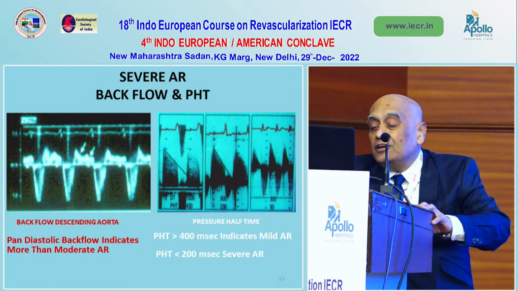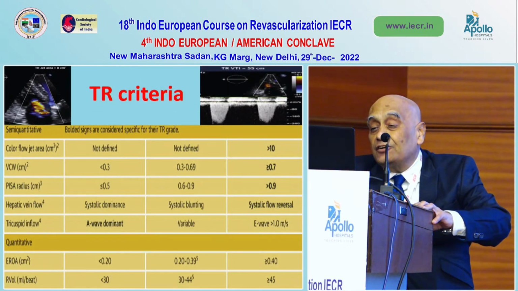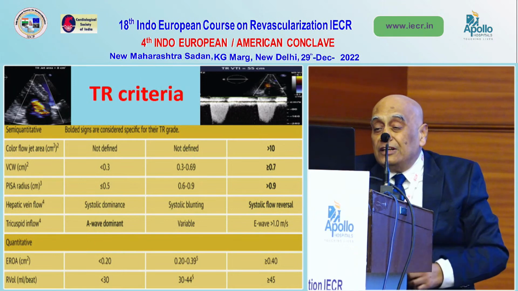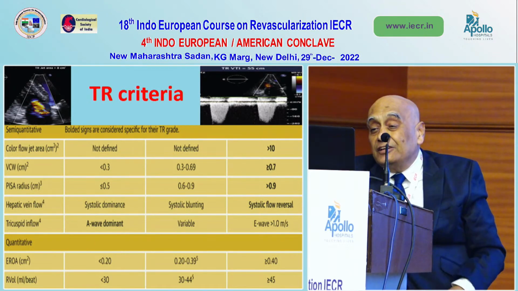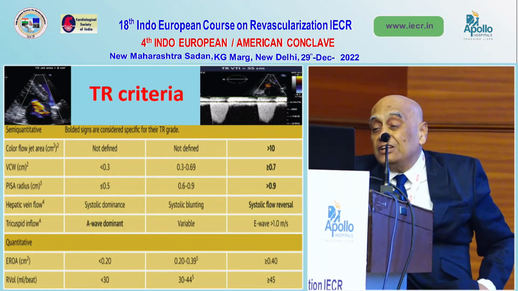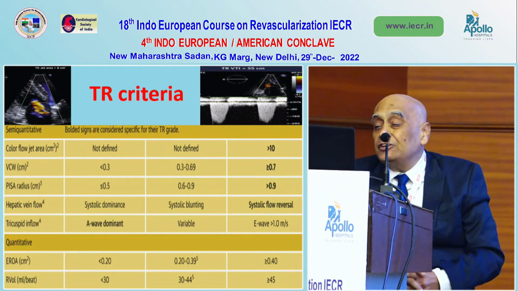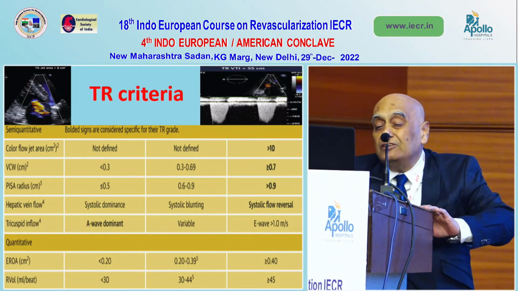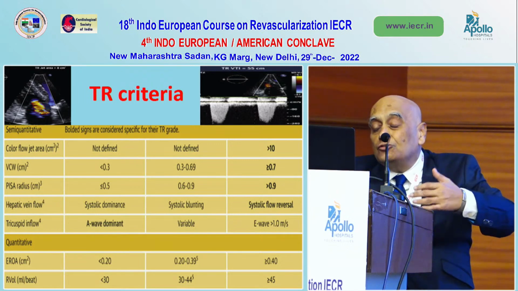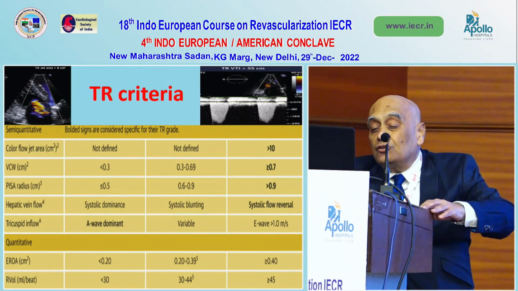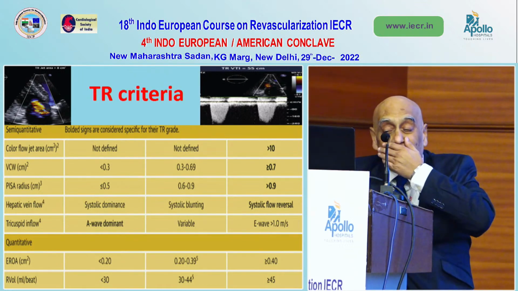A pressure half time of the AR jet of more than 400 milliseconds indicates mild AR. A pressure half time of less than 200 milliseconds indicates severe AR. Now you can also have a TR jet, and you want to measure the severity of tricuspid regurgitation. So you can use the jet area method. If it is more than 10 centimeters squared, it is severe TR. Then you can also use the vena contracta, you can use the PISA, and you can get a good quantitative assessment of the TR jet.